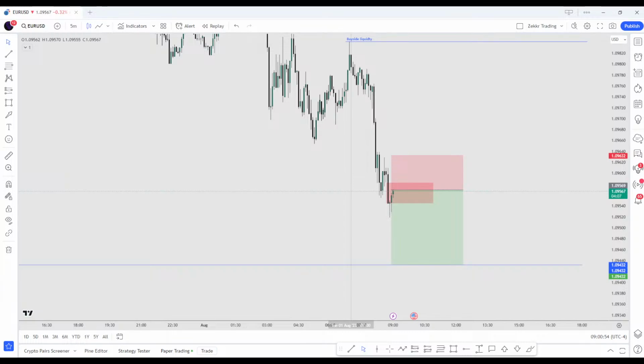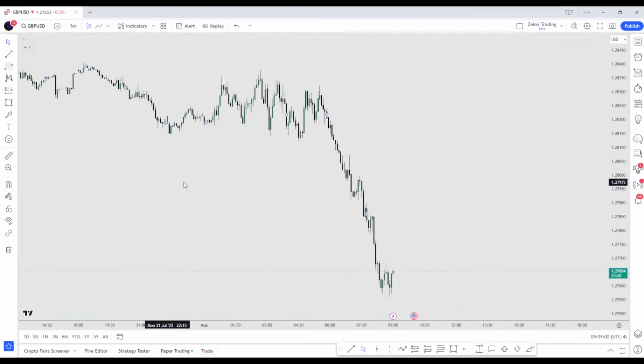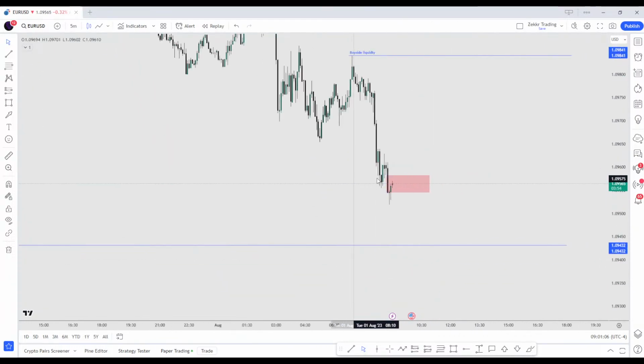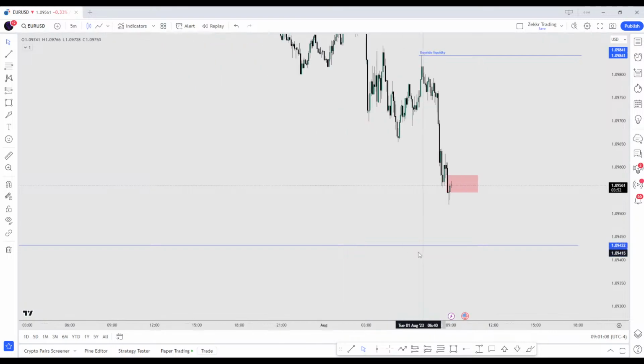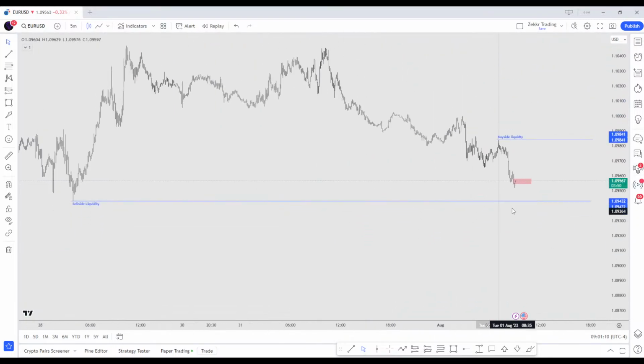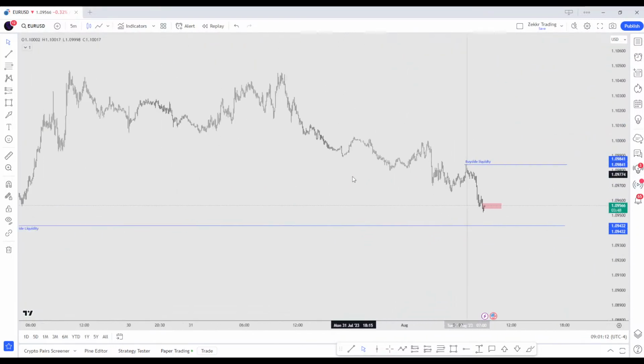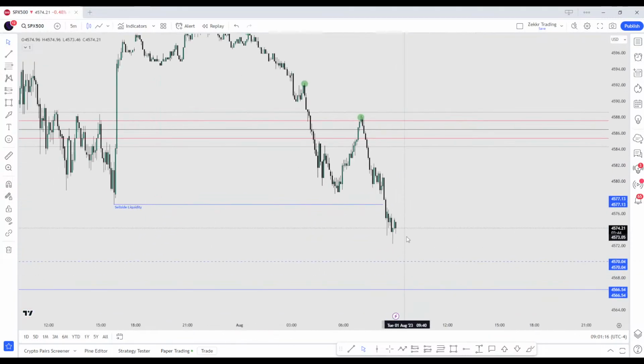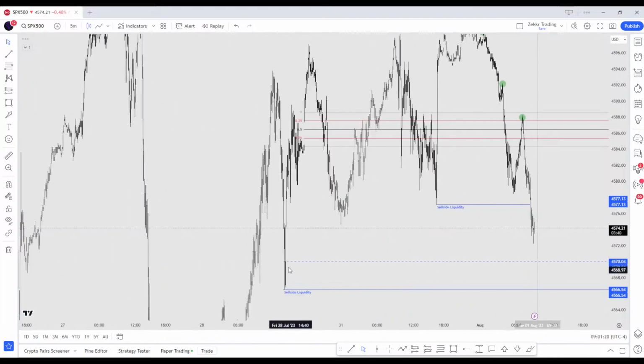You just see something. So yeah, okay. I'm gonna delete this because I wouldn't enter, but this is the fair value gap that looks nice. So back to SPX. Yeah, that really looks like it's gonna do a Judas swing to the downside.